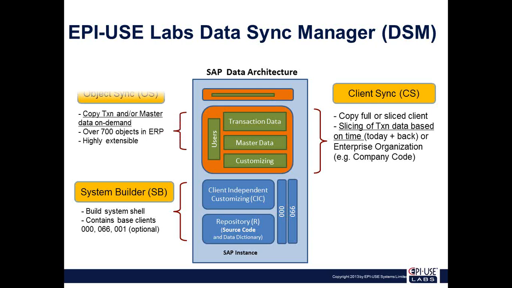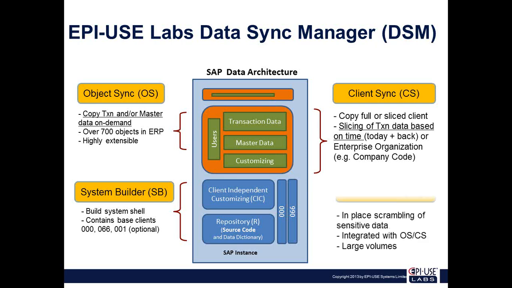And Object Sync is the tool that allows you to copy individual selected transactions and/or master data on demand. So you can be in production and you say, I want to copy that PO, and I also want to copy the requisition that came along with that PO, and also the vendor that's associated with that PO. And copy that and move it into QA or into dev, for example. And we have over 700 objects defined in ERP, and it's a highly extensible and very powerful tool. Its foundations are at the core of our entire Data Sync Manager, which is the business object repository, where we've modeled all of the SAP components.